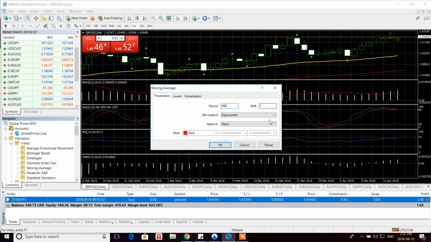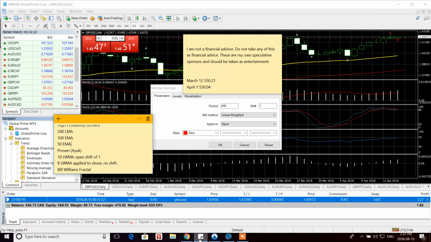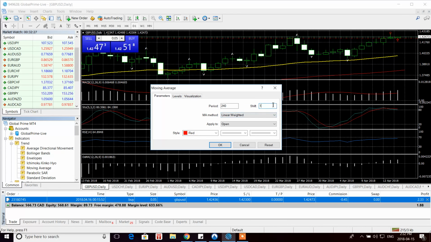240 linear weighted. And it's got to be shift 1, I think. Yeah, it's got to be shift 1. It doesn't. No, it doesn't have to be shift 1. And we're going to turn that one into a blue.